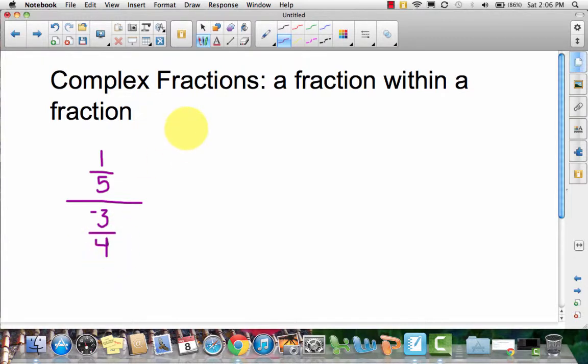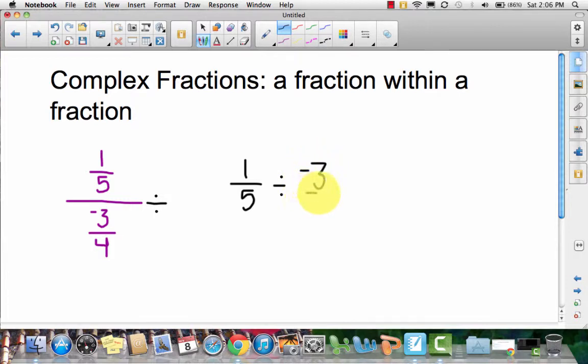Here's the trick to complex fractions. We have to keep in mind that this fraction bar is another way of talking about division. So another way of reading this complex fraction is the numerator divided by the denominator. So I'm going to write it out so that it looks more like we would typically see. 1/5 divided by -3/4.